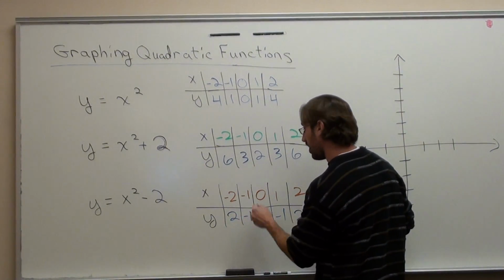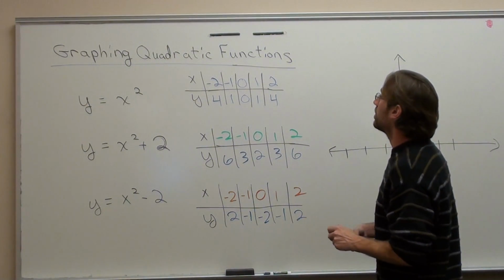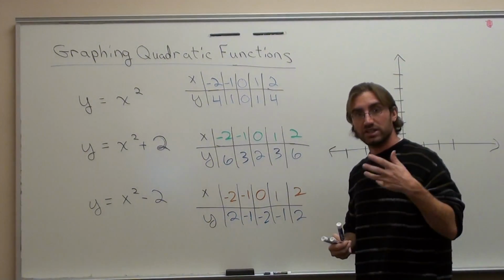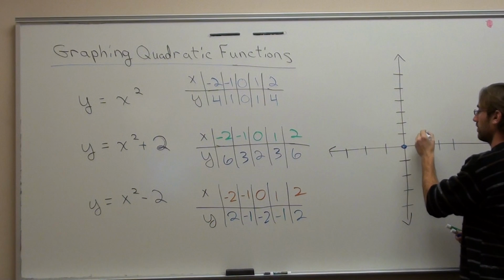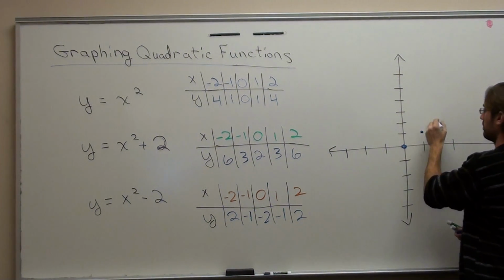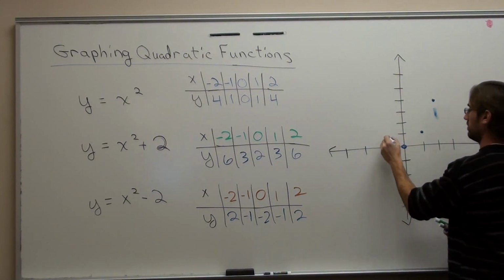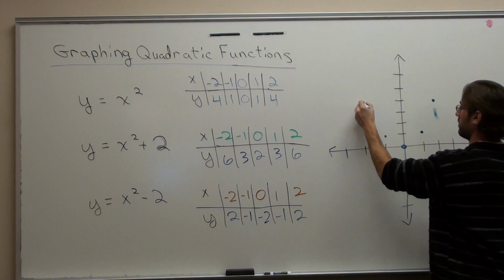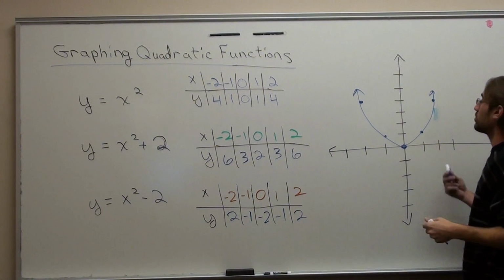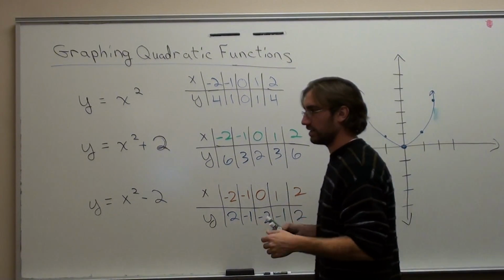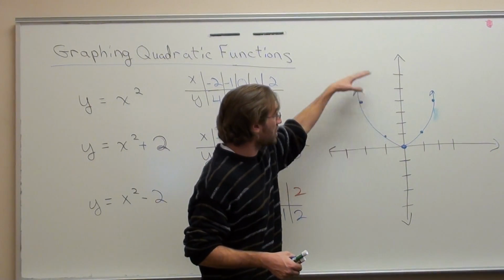I was a little afraid there, but nothing to be afraid of. So, I'm going to graph the first one in blue, y equals x squared. It's the parent function. One, two, three. And that's what the parent function looks like. It looks like a U, kind of. The vertex is the lowest point of the graph, and it goes up to infinity.